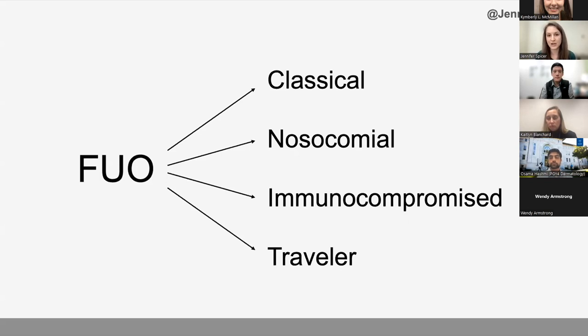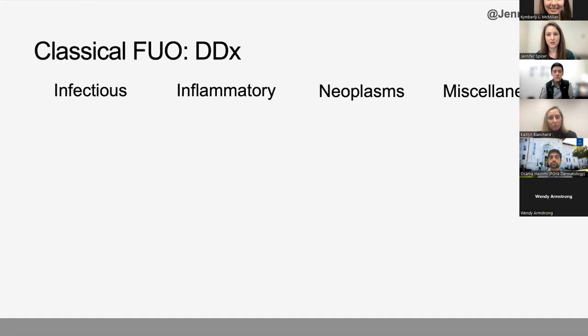And with this patient, they have been based within the US and we don't have any history of additional travel. So that helps narrow down things substantially. So for this case, I'm going to discuss the differential for classical FUO as our framework. So we generally think of four buckets with FUO.